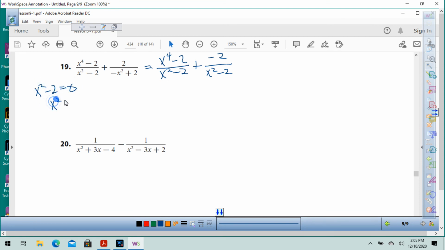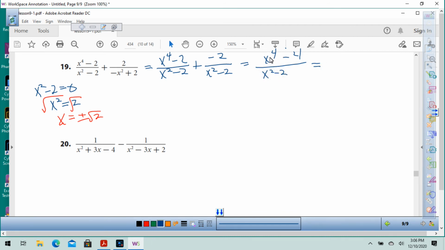Add 2 to both sides. I got x squared equals 2. I take the square root, and I got x equals plus or minus the square root of 2. We're going to hold on to that for later. So what do I do here? X to the 4th plus, this is x to the 4th. X to the 4th, and then negative 2 plus negative 2 is negative 4. And that's going to be over x squared minus 2.